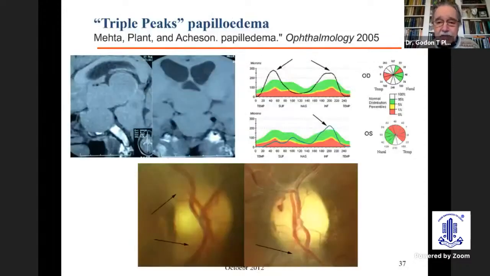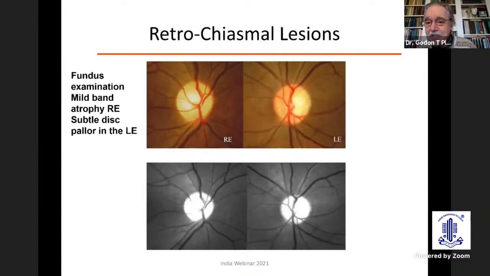And we went on to show triple peaks papilloedema in this patient, but that's something that your ancient civilization came up with many years ago. So here's a retro-chiasmal lesion. Can anyone see the band atrophy in one eye and the mild subtle atrophy in the other eye?